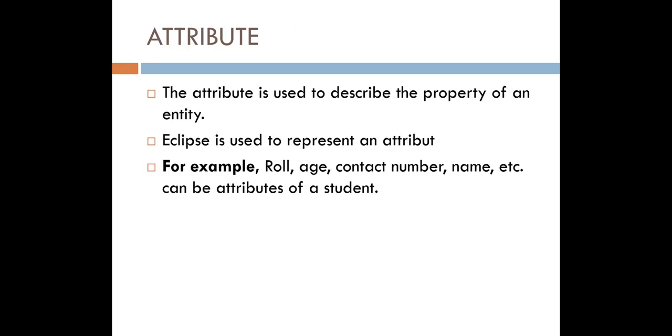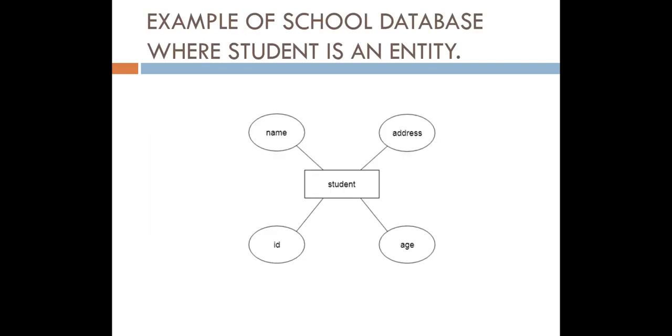Next is the attribute. The attribute is representing the characteristic or properties of entity. It is represented by the elliptical shape or oval shape. So for example, if student is taken as the entity, what are the different properties associated with the student? Age, roll number, phone number, address are the different properties of the student. So here we are representing age, address, phone number as oval shape.